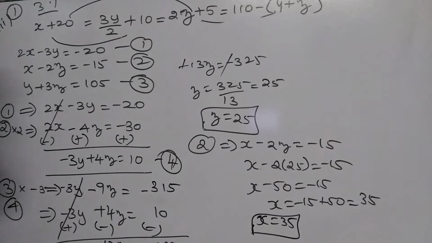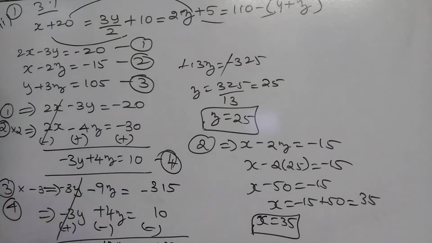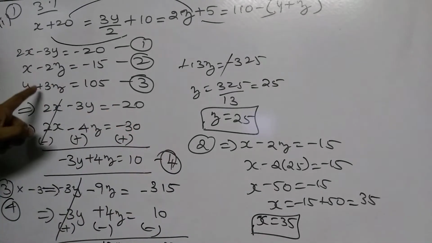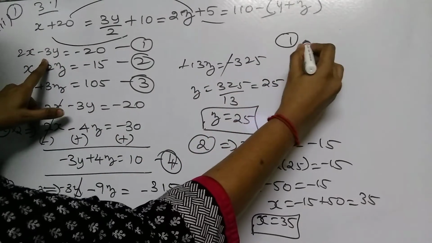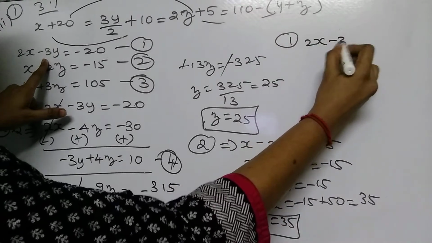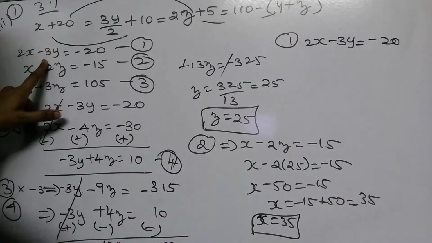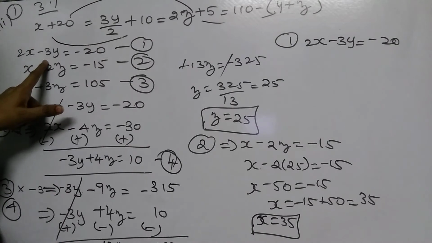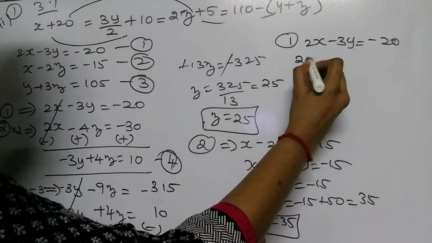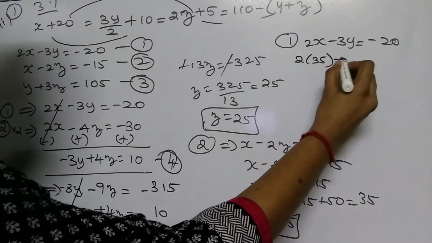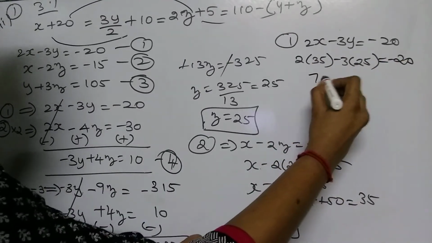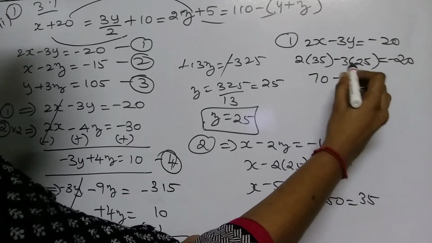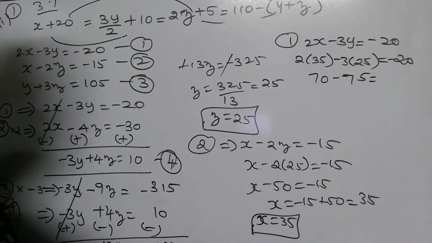After finding the x value, substitute that x and z in the equation where you have the y value, to find y. So take the first equation. What is it? 2x minus 3y is equal to minus 20. What is your x? 35. 2 into 35 minus 3 into 25, that is equal to minus 20.